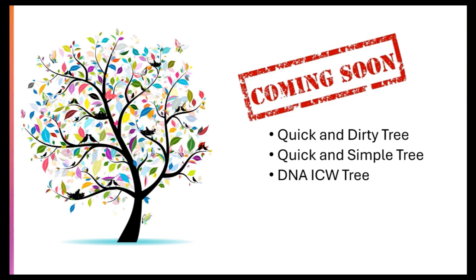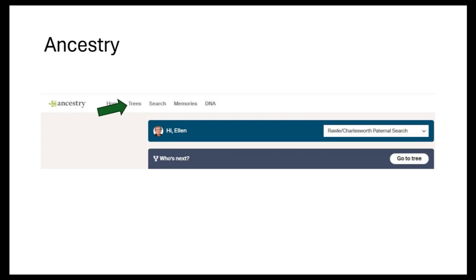But for now, let's create that direct line tree. So first, we're going to look at Ancestry, and then we'll look at MyHeritage, as these are the two major DNA testing sites that offer not only DNA kits, but also the ability to do research. So here we're at Ancestry.